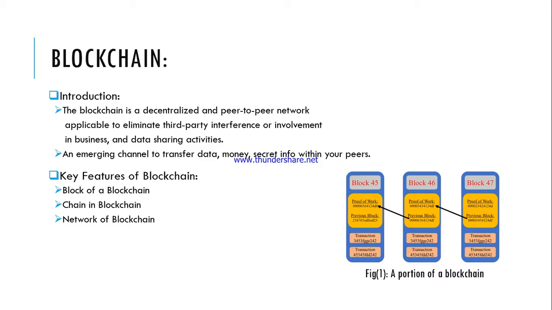There are mainly three elements of the blockchain. Number one is the block. Number two is a chain that links the blocks. And number three is the network of a blockchain. In this figure, you can see that this blue one represents the block, and this black arrow represents a chain between the two blocks. This whole figure represents a portion of a blockchain.